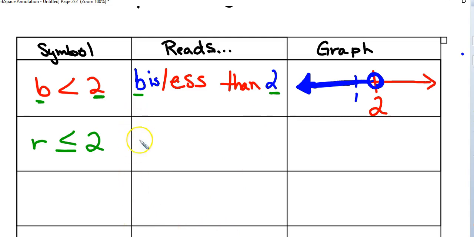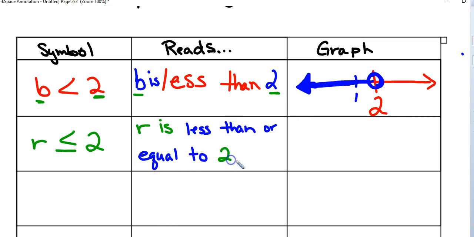All right, so how would this read? This would read R, whatever R is. It is less than or equal to 2. Okay, and that's how you would read it. R is less than or equal to 2.